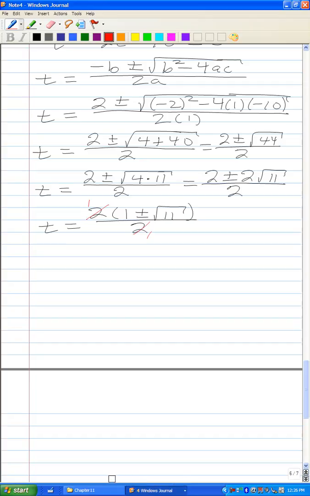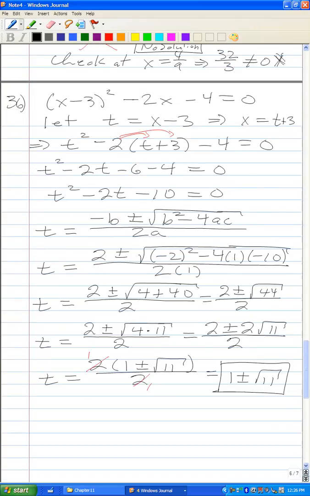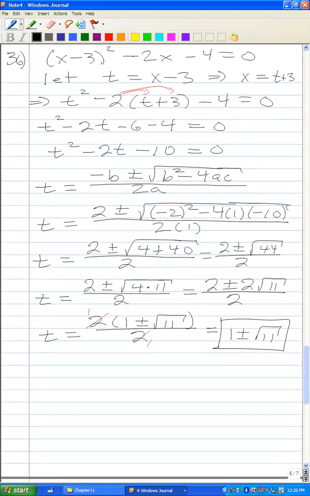And so I get that this is equal to 1 plus or minus radical 11. And that is your answer. And so I've solved the above equation. Let me do problem number 40.